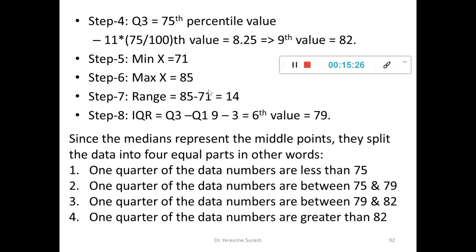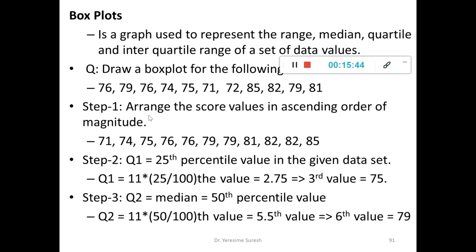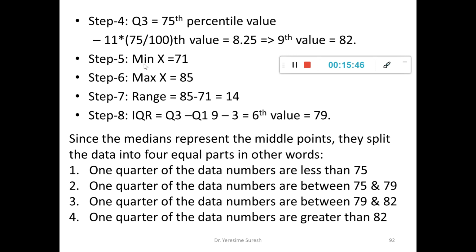Once I find this range, I am supposed to find the IQR value. What does the IQR value indicate? IQR is equal to Q3 minus Q1. Q3 is at the 9th position, Q1 is at the 3rd position, so I'll get the 6th value. The 6th value is 79.